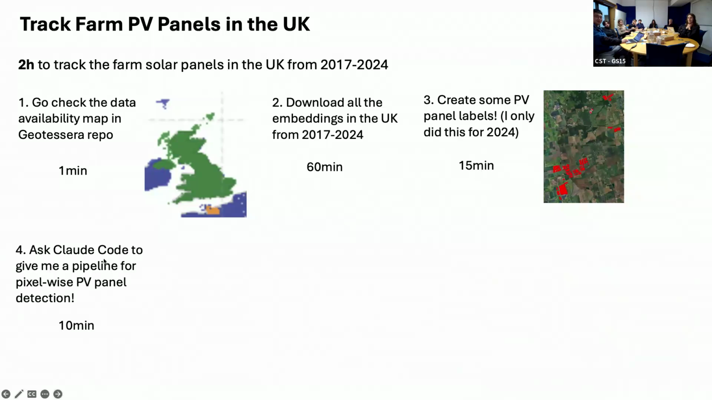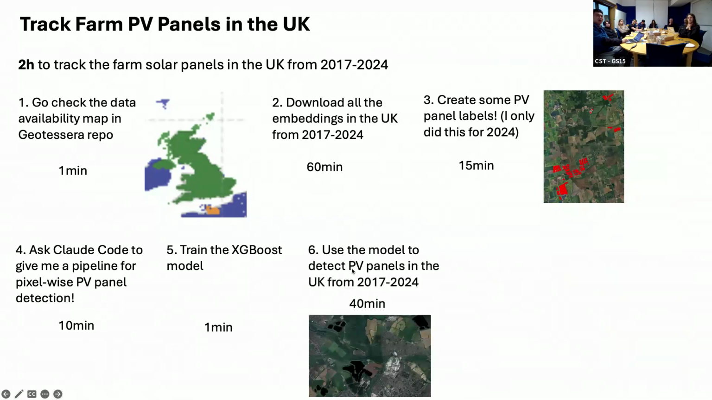Then I just ask Claude to give me a pipeline for pixel-wise PV panel detection. Claude is doing a really good job. It only takes 10 minutes. Then I just train an XGBoost model. You can also train a random forest or whatever model. And since I only have very few labels, the training only takes 1 minute. Then I have the model.